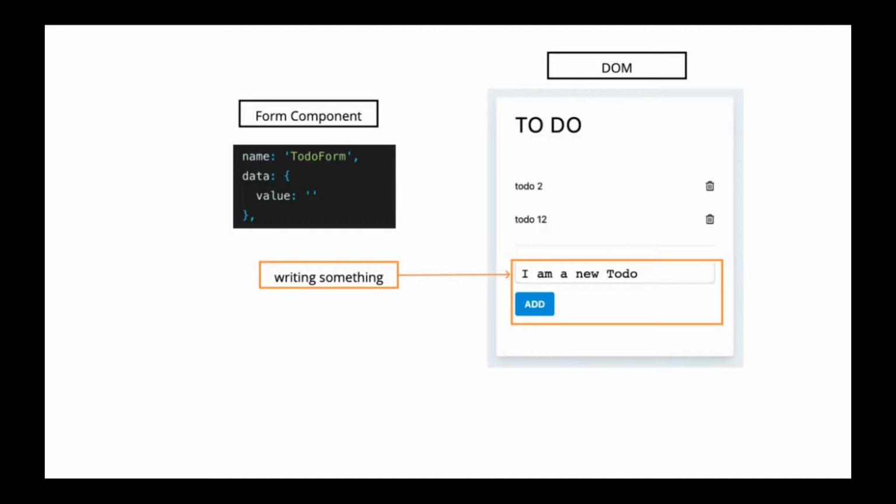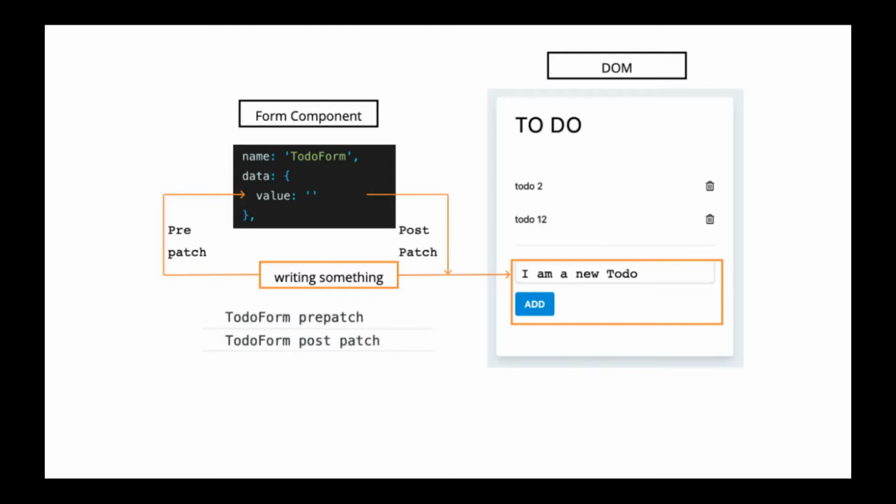After you write something, after you type a letter, the component will receive the pre-patch event that will tell the component, hey, you should update yourself. So he will receive the value, and after he receives the value, he will diff the old component he has with the data, the new one, and say, okay, if I have some difference, I will patch the DOM. I just added post-patch, but there is a patch before.